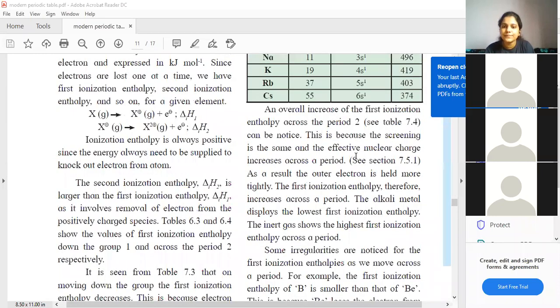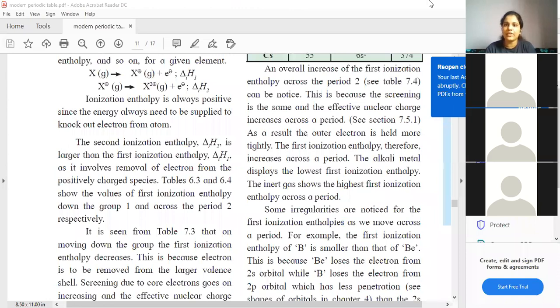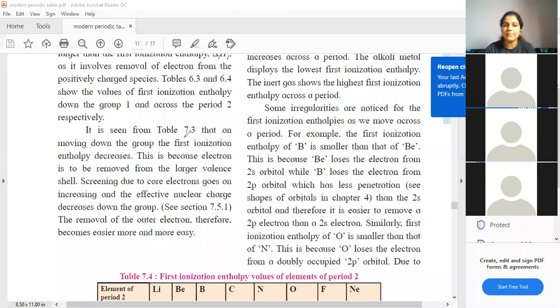Just a minute. Yes. Okay. See, students, they have written over here. All right. Fine. See, if I just quickly read what is written over here. It is seen from table 7.3 that moving down the group, the ionization enthalpy decreases. Okay, you all can mark this much and keep. This is because electron is to be removed from the larger valence shell.